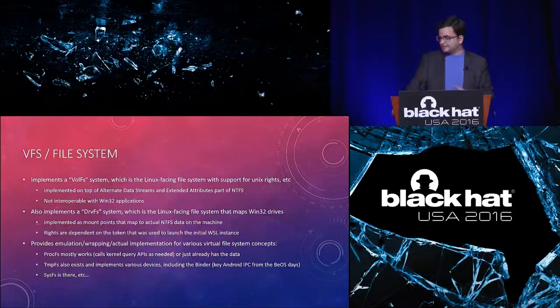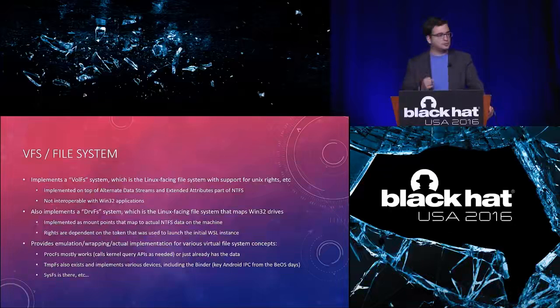So there's a second file system model called DriveFS, or DRVFS. This is the Linux-facing system that implements or maps your Win32 drives. By using Linux mount points, they mount your C drive, your D drive, whatever external USB drives you have, in the Linux world, and then you can interoperate with the files you have there. You're not supposed to touch the Linux side of things, but if you have your own files, the Linux subsystem can read from them and vice versa.